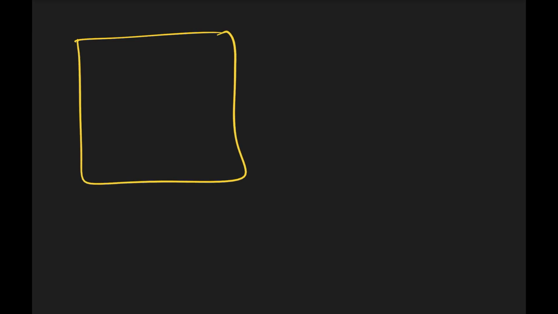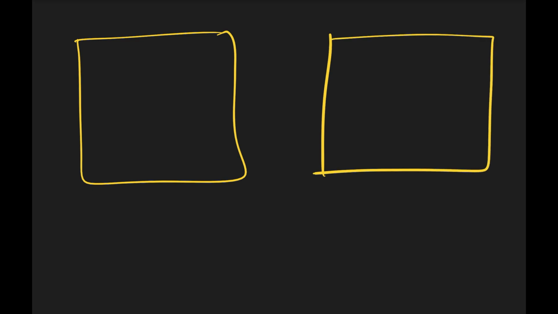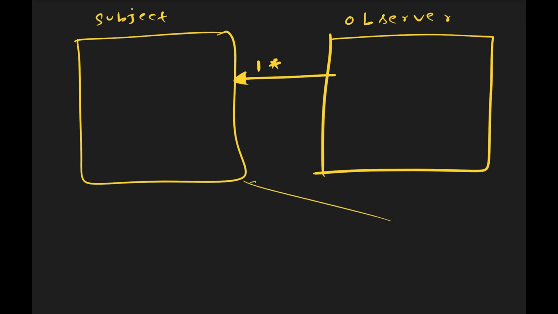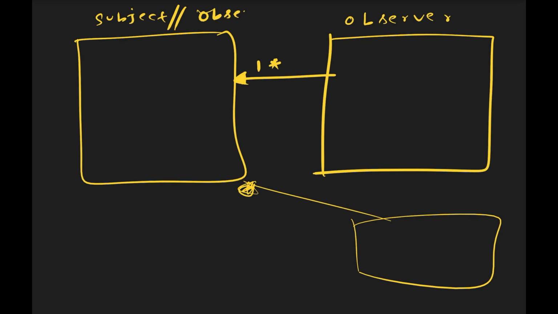In the observer design pattern, we have two things. One is the subject and the other is the observer. So this is the subject and this is the observer. One subject can be observed by multiple observers, so there must be a one-to-many relationship. There might be many observers over here and one subject. This is called the observer design pattern, and sometimes the subject is also called the observable.